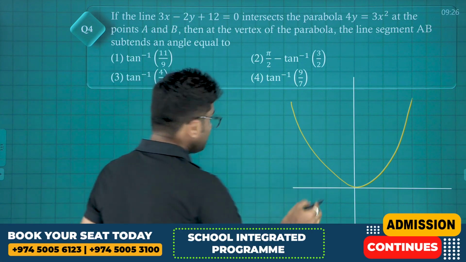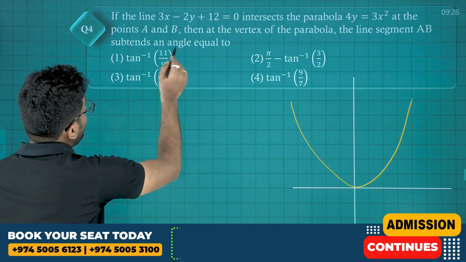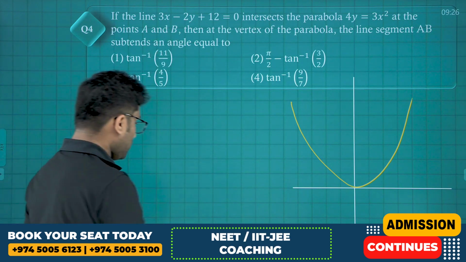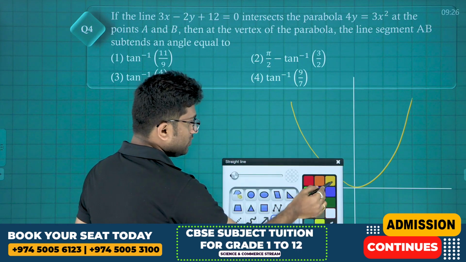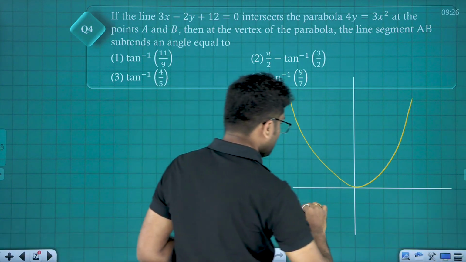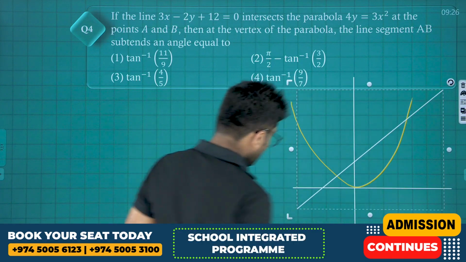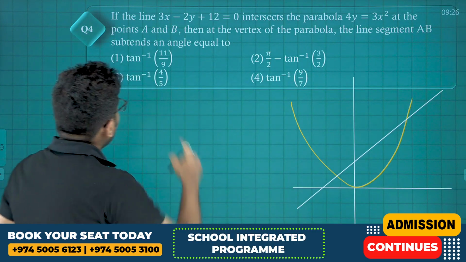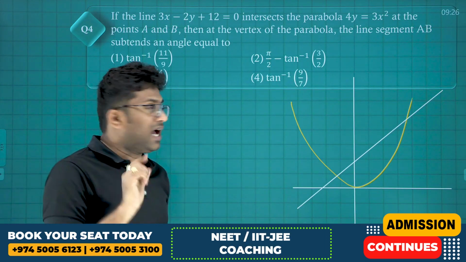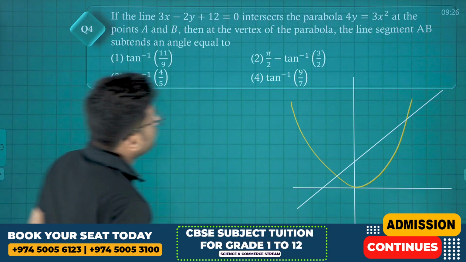So this line has x-intercept negative, y-intercept positive. So the equation of this line will be somewhere like this. Okay, we have got that. Now what are the points of intersection of line and parabola? For that we are supposed to solve these two.